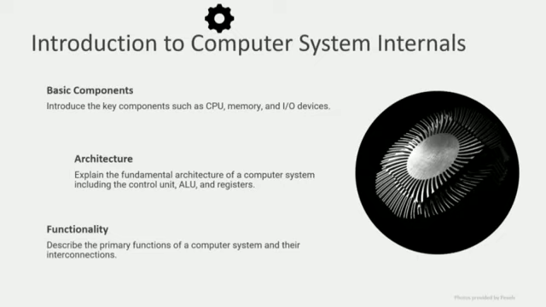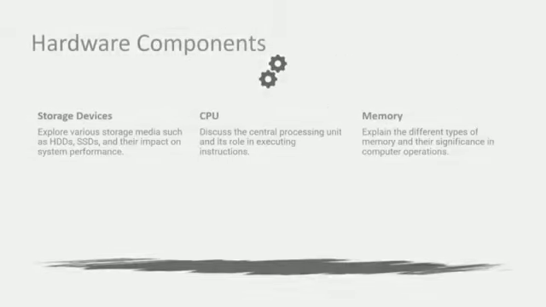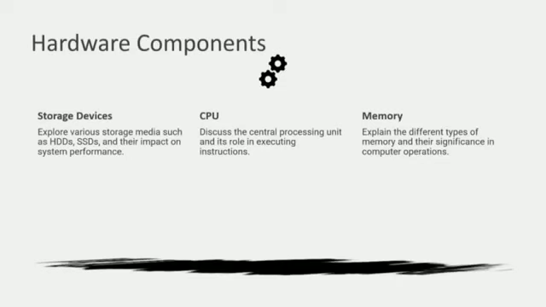Introduction to system internals. A computer consists of basic and key components such as the CPU, memory, and I/O devices. The CPU consists of an ALU and other parts. Hardware components such as HDDs and SSDs have an impact on system performance.